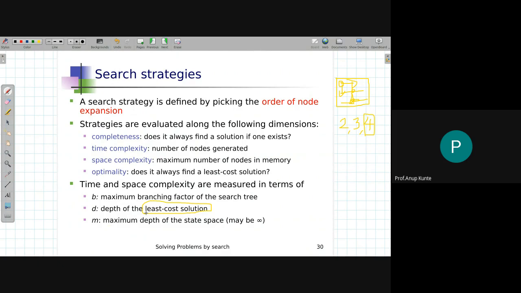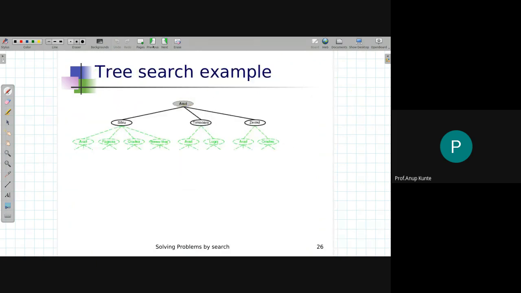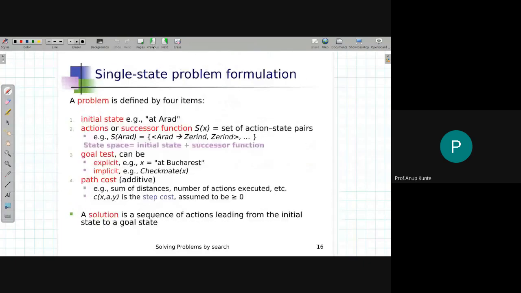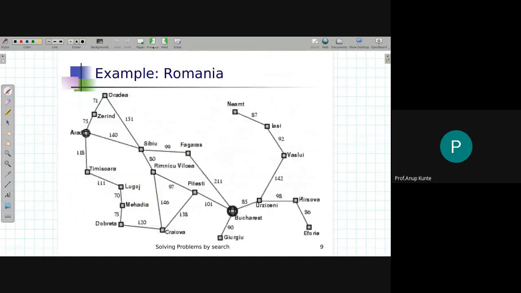Okay, now M is the maximum depth of the state space. That means how deep my state space can be. So for that we need to understand a few little details. Now this state space that we are looking at, for this Romanian traversal problem that we had seen earlier, if you look here, there are only 20 nodes. If you count these nodes, there are 20. So my state space size is 20.